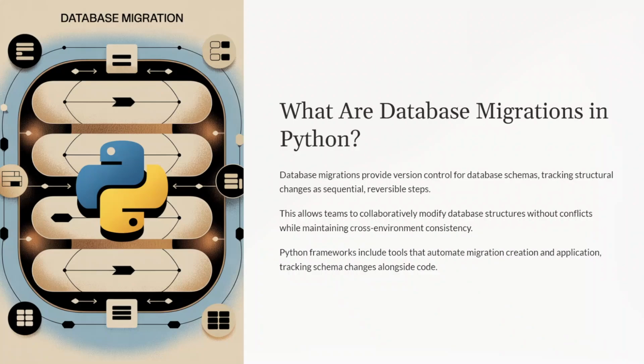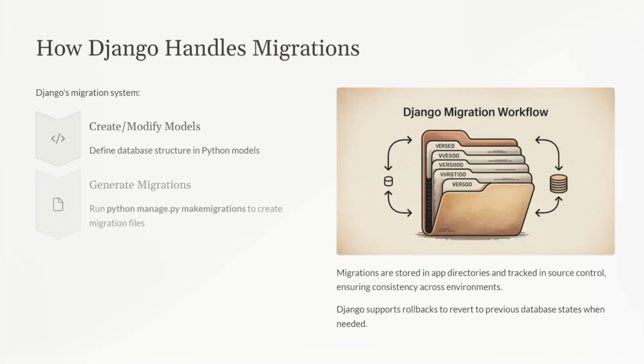In this video we are going to look at what database migrations are in Python. This is the software engineering concepts playlist in Python, and database migrations actually provide version control for database schemas, tracking structural changes as sequential, reversible steps. This allows teams to collaboratively modify database structures without conflicts, while maintaining cross-environment consistency. Python frameworks include tools that automate migration creation and application, tracking schema changes alongside the code. So that's what it is.